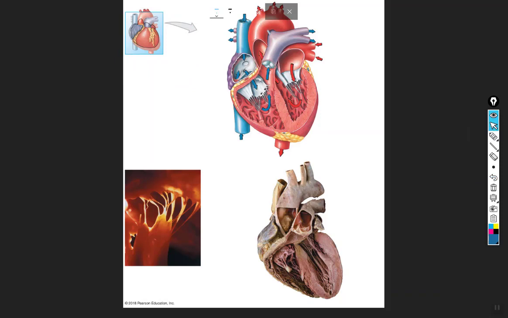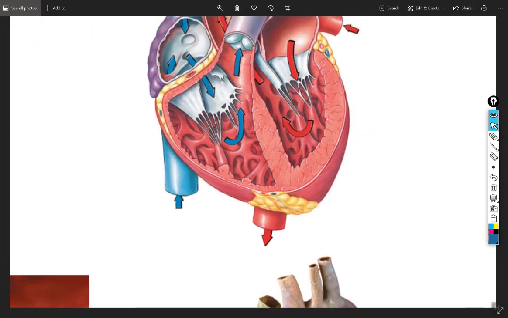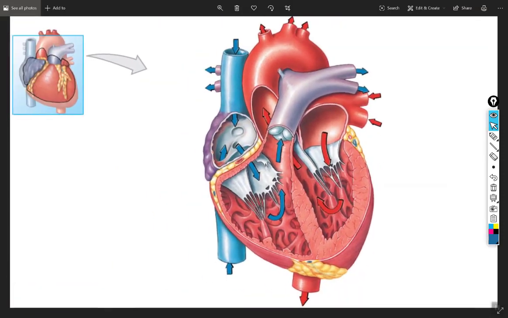First, I'm going to try and zoom in on this guy. Nope. I would really like it if it would just let me magnify. That would be great. Okay. And then let's shrink that a little bit.